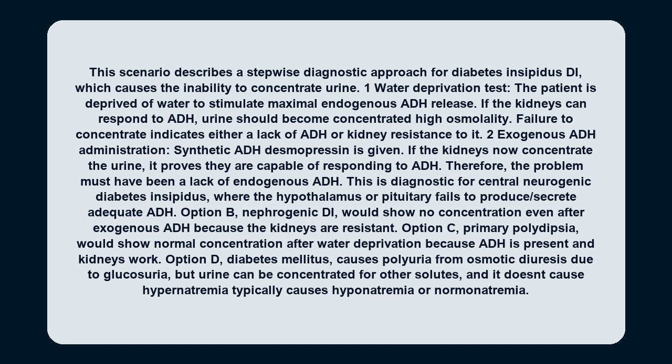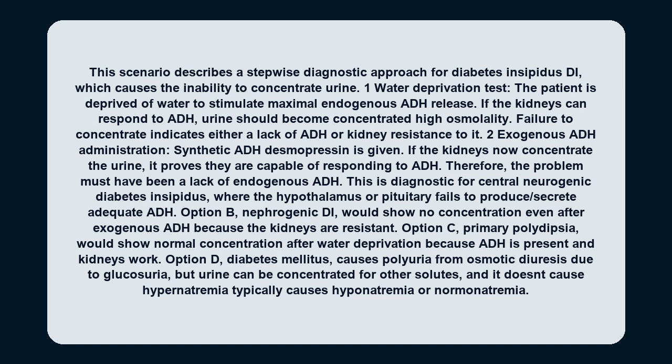2. Exogenous ADH administration. Synthetic ADH, desmopressin, is given. If the kidneys now concentrate the urine, it proves they are capable of responding to ADH. Therefore, the problem must have been a lack of endogenous ADH. This is diagnostic for central neurogenic diabetes insipidus, where the hypothalamus or pituitary fails to produce or secrete adequate ADH.